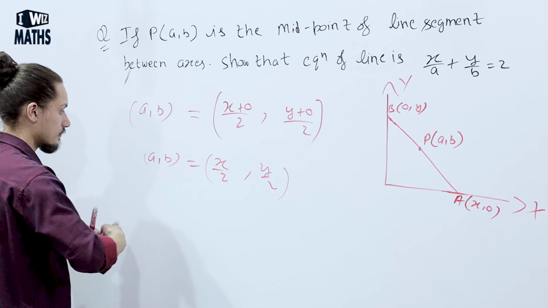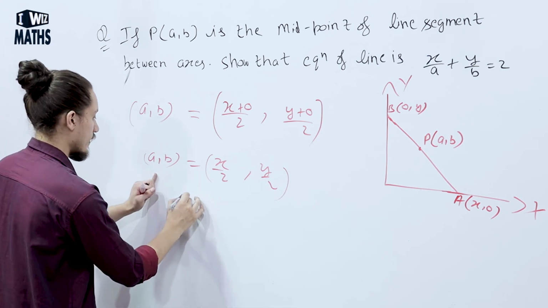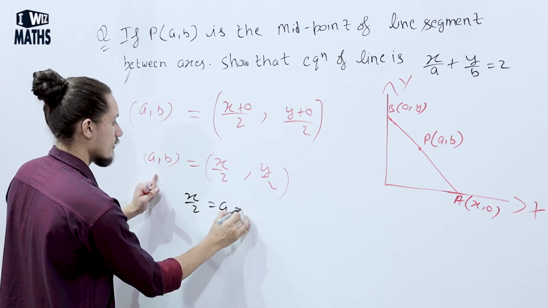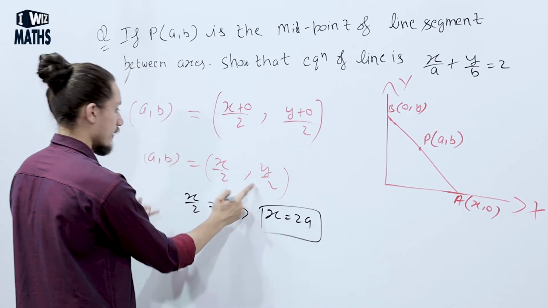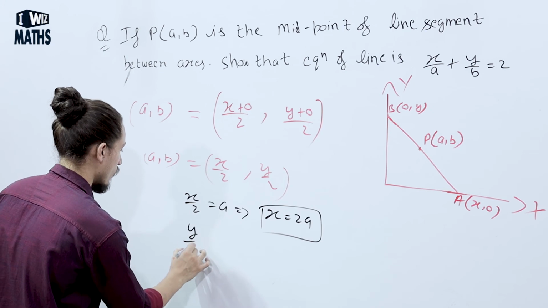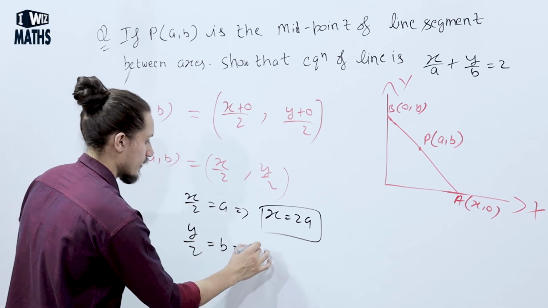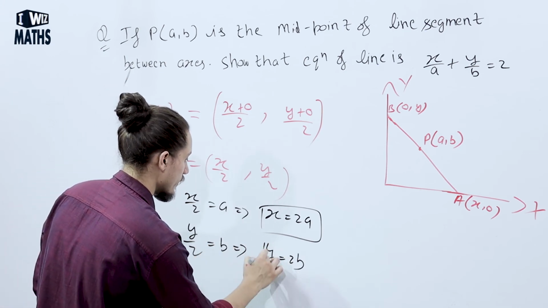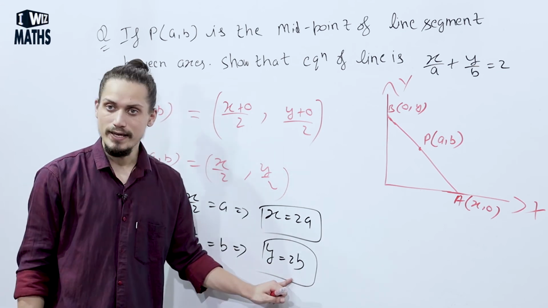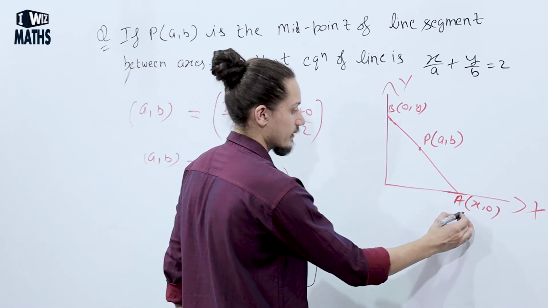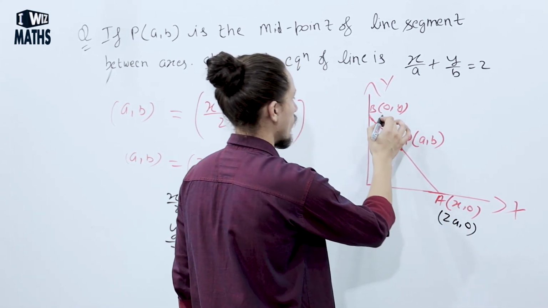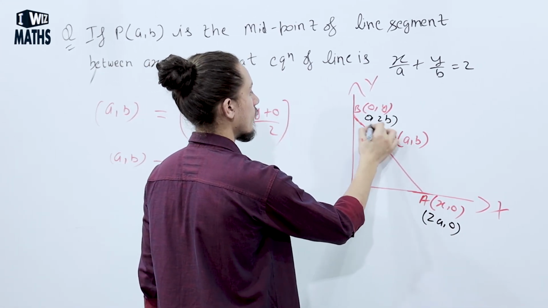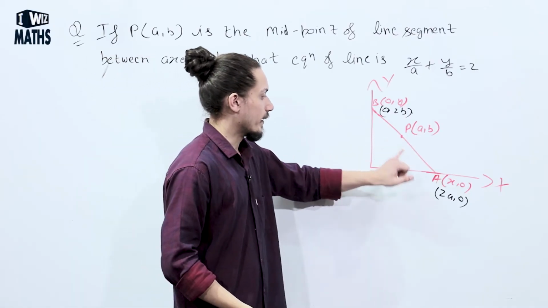यहाँ से we get, comparing x coordinates, we get x upon 2 is equal to a implies x is equal to 2a, and comparing y coordinates, we get y upon 2 is equal to b implies y is equal to 2b. तो हमारे पास x की वैल्यू आ गई, y की वैल्यू आ गई. रिप्लेसिंग वी गेट, यहाँ पे इस पॉइंट के कोऑर्डिनेट हो गया हमारे पास (2a, 0), इस पॉइंट के हो गया हमारे पास (0, 2b). ओके, now we have 2 points of this line.